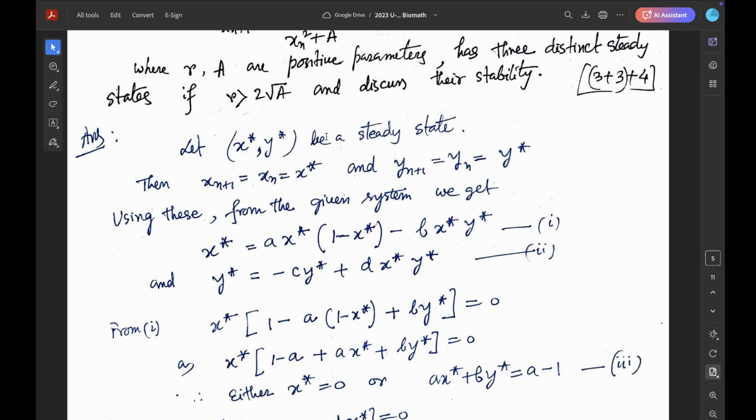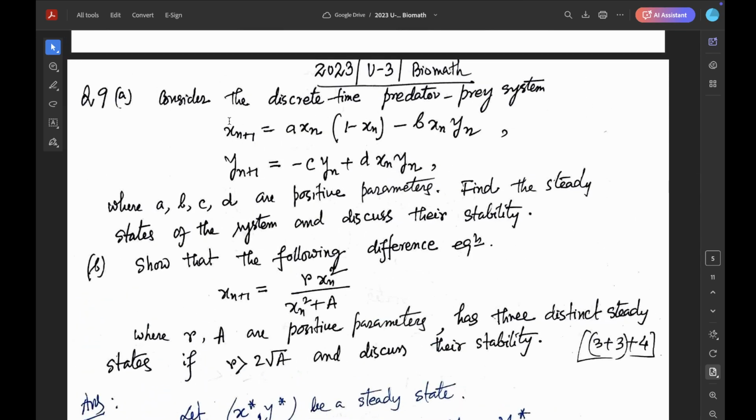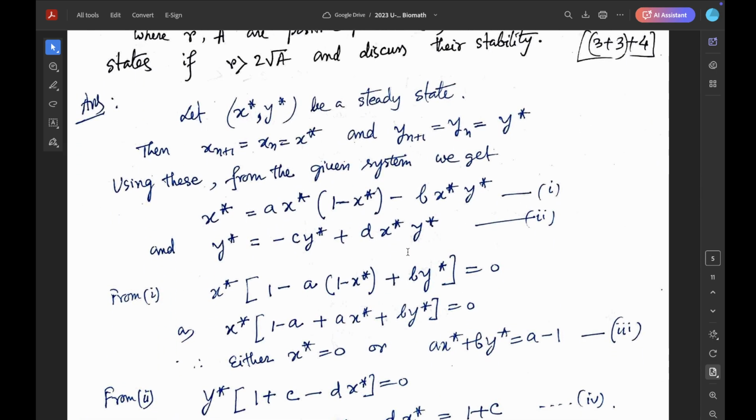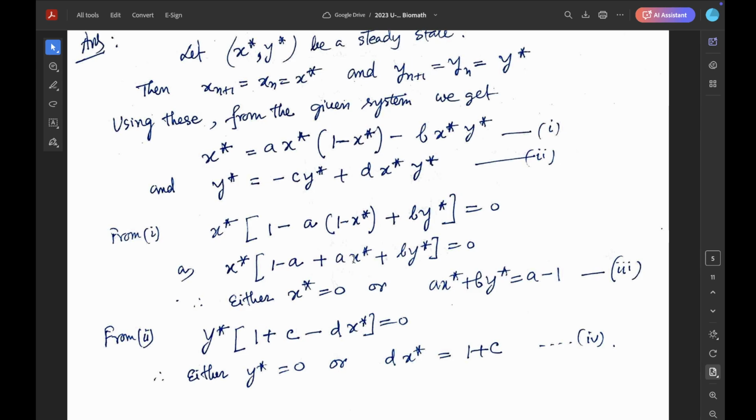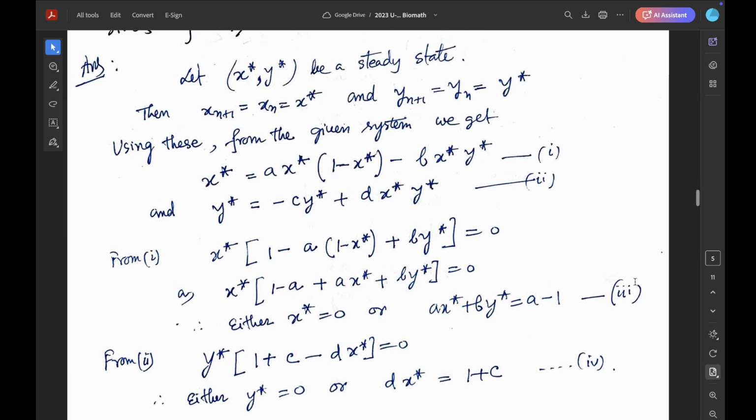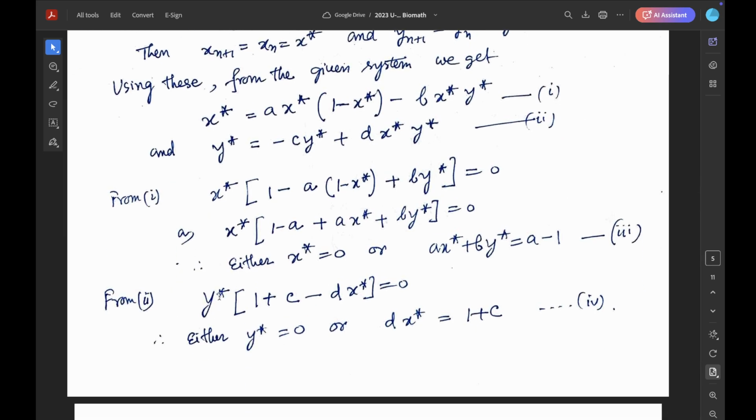Let (x*, y*) be a steady state. Then x_{n+1} = x_n = x* and y_{n+1} = y_n = y*. So put x_{n+1} = x* and x_n = x* in the first equation, and y_{n+1} = y* and y_n = y* in the second equation of this system, and solving this system, from equation 1 we get either x* = 0 or a x* + b y* = a - 1, and from the second equation we get either y* = 0 or d x* = 1 + c.